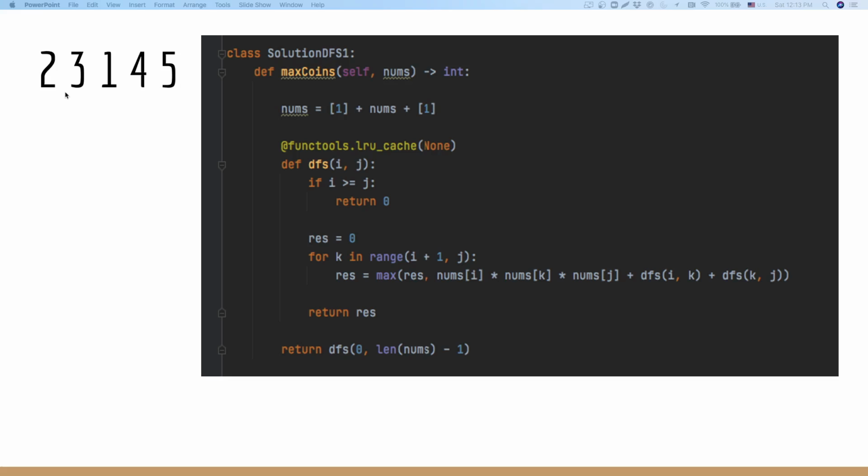So we are going to burst every single one of them and try out all the options we have, which is the next line. We have k, the number that we are looping through. So k is the number we are bursting. And this line is kind of confusing in the very beginning. We think, why are we supposed to multiply, for example, when we burst 1, shouldn't we multiply 3 and 4 instead? So why do you multiply the boundaries i and j?